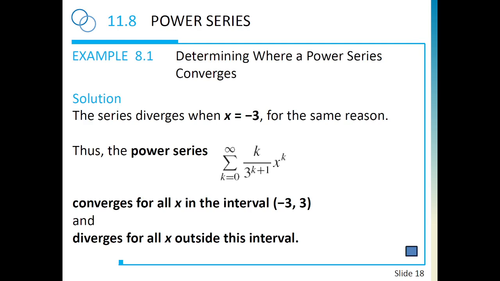To summarize everything, my power series converges for all x in the open interval between minus 3 and 3, because at minus 3 it is divergent and at 3 it is divergent, so those two are not included in the interval of convergence. Good, so we see immediately that the center of the series is 0, and the radius is 3, right? It's half the length of the interval of convergence.